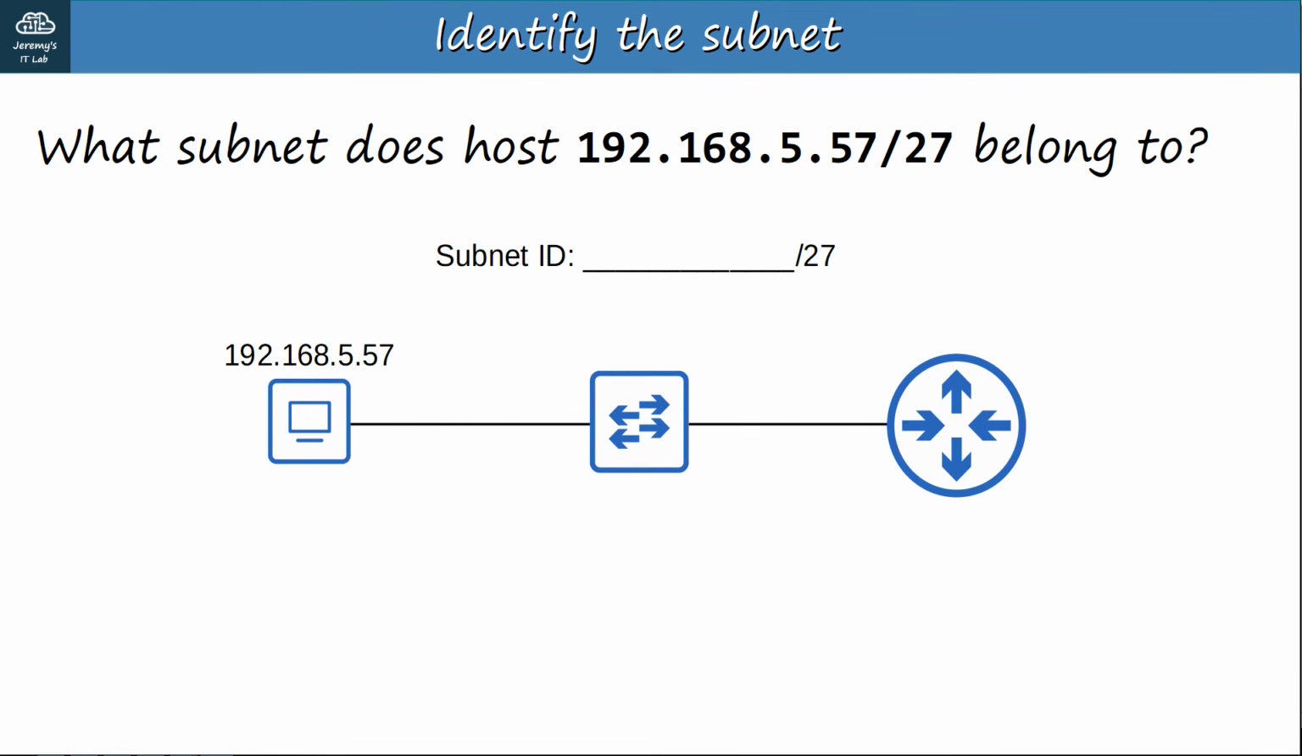Here's another type of subnetting question you might find. What subnet does host 192.168.5.57/27 belong to? So we have the IP address of a host, 192.168.5.57, and we don't know the network address of the subnet. Let's see how we can figure this out. It's actually a fairly simple process.